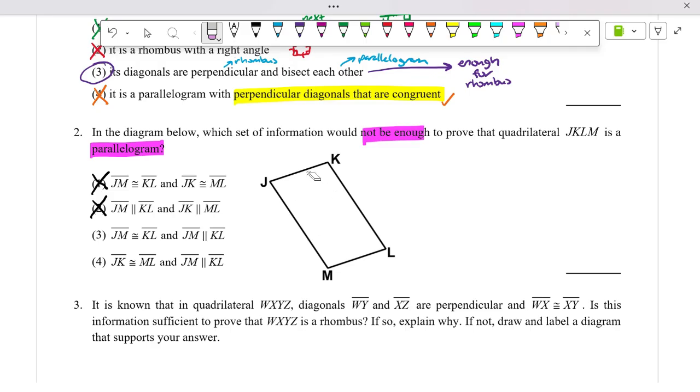Now, the third one, JM is congruent to KL and JM is parallel to KL. What do you guys think? It actually is enough because think about it. If these are parallel to each other and they're the same length, doesn't that mean that these would end up having to be the same length? Because if you think distance-wise, they would be the same distance apart. You following my drift on that one? Does that make sense?